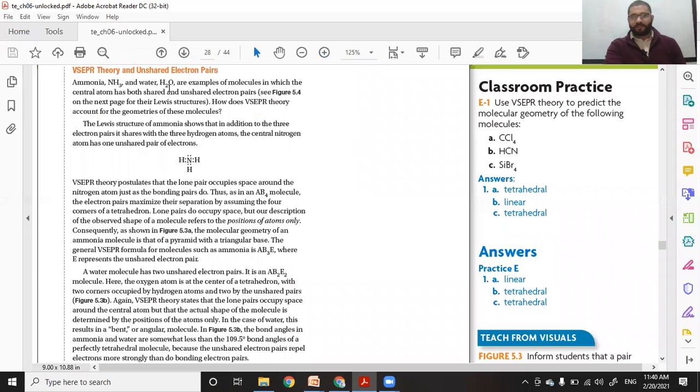In our next lesson, we will discuss the effect of unshared electrons, or we can say the lone pair of electrons, on the geometry of a molecule. This was all about today's lesson.